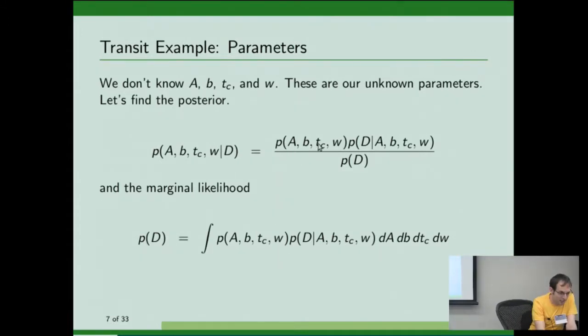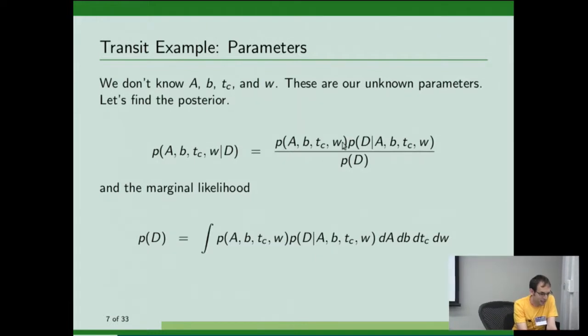If you have the prior times the likelihood, you need to normalize it to make it a posterior, and so this is just the integral of the numerator over the parameter space. So the integral of prior times likelihood over the entire parameter space.